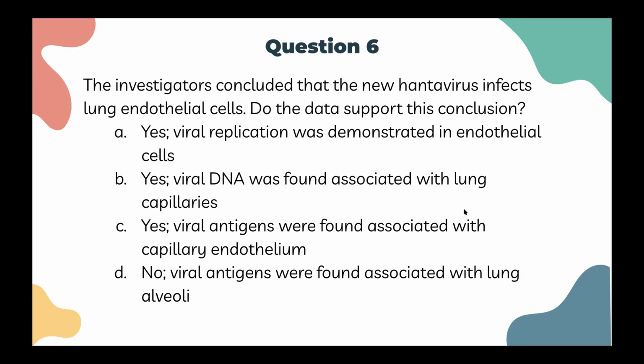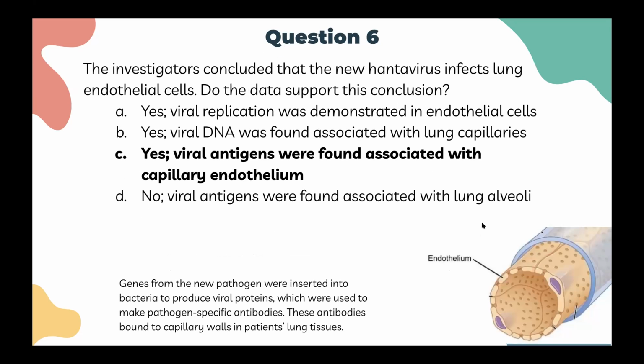Yes, you guys are exactly right. Choice C is the correct answer, and it is based on experiment 3. Experiment 3 showed us that the anti-pathogen antibodies were able to bind to the capillary walls in patients' lung tissues, meaning that these antibodies were bound to the hantavirus in the capillary walls, or the capillary endothelium in the lungs.